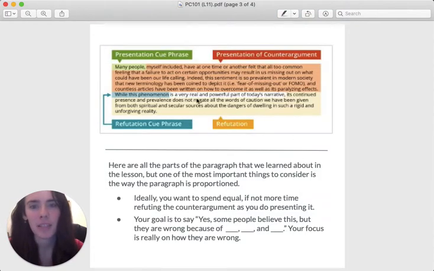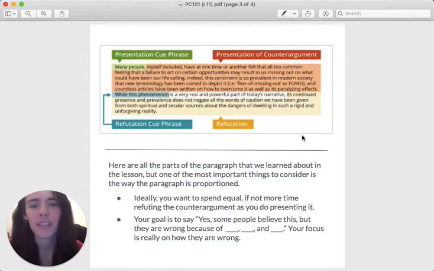So this you may recognize from our lesson. This is kind of a breakdown of the parts of a counter-argument paragraph, but what I want to draw your attention to is the proportions of this paragraph, because this is something that's often overlooked by students. Once you start writing, you just get in the groove and you're presenting all of the ways that someone could disagree with this, or even if you zero in on one, all of the different facets of that. But that's not really what you want to do.